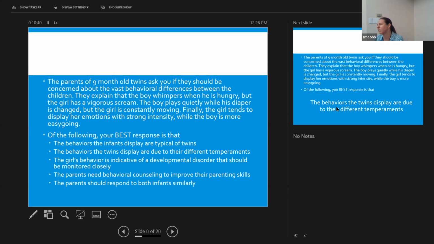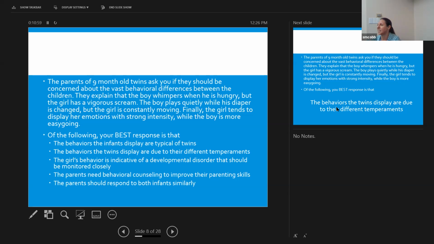And if you're in practice and you're having trouble convincing people that temperament is something that's real, the AAP actually has tons of handouts about temperament. You can just Google AAP temperament and they have nice one-page handouts that talk to parents about temperament, and you can be like, see, it's a real thing.